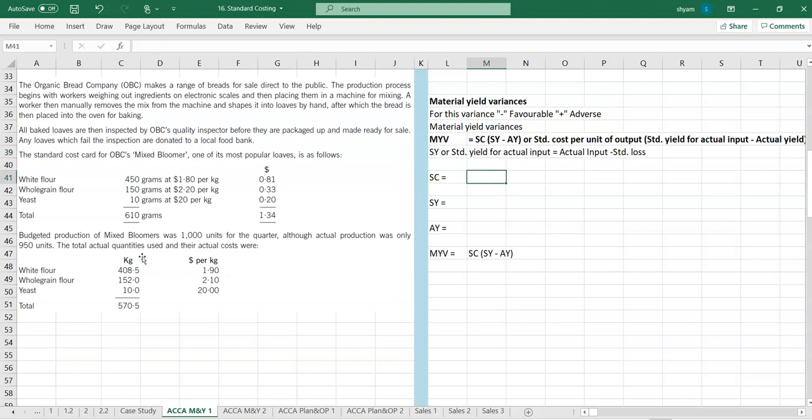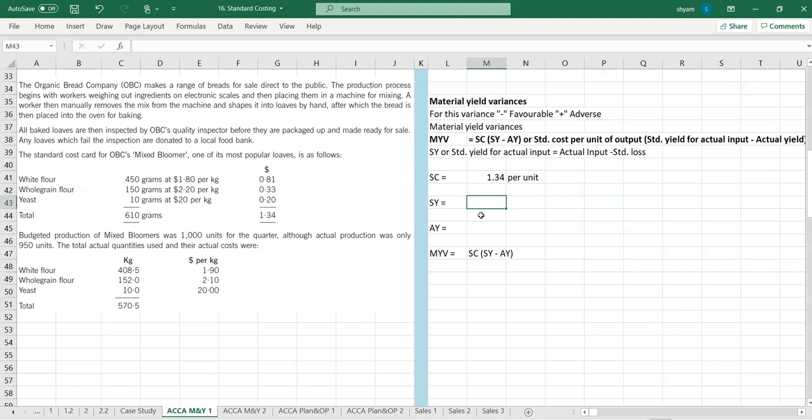So for this product, first we'll find out standard cost. Standard cost is very simple. It is the raw material cost of producing this product, which is simply 1.34. So we got it directly per unit, like per bread or per unit.